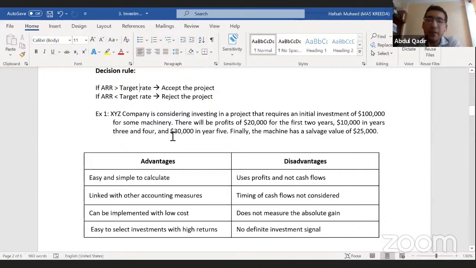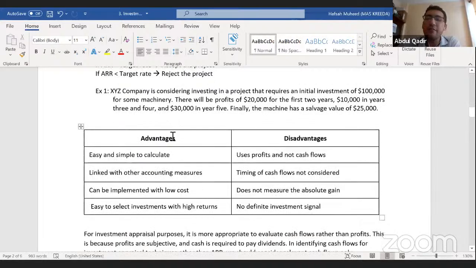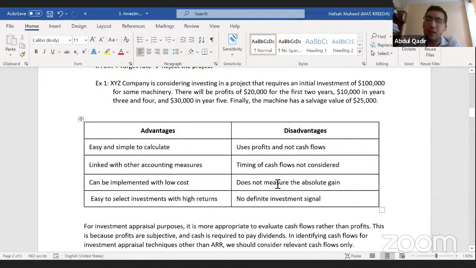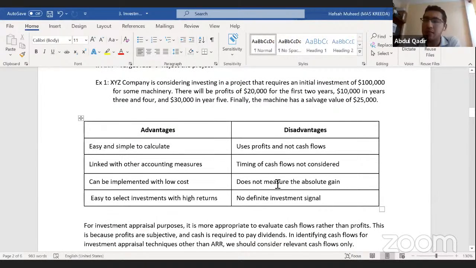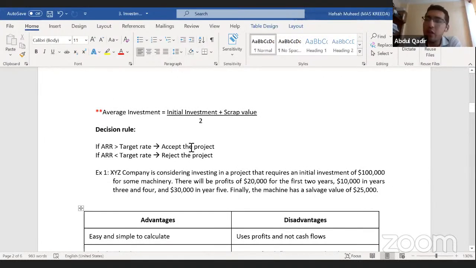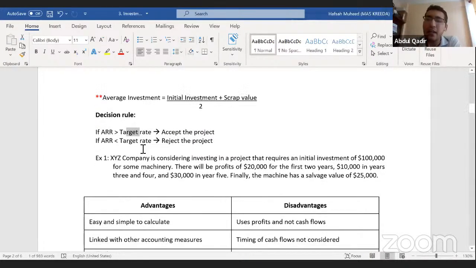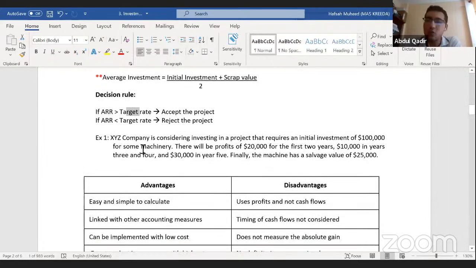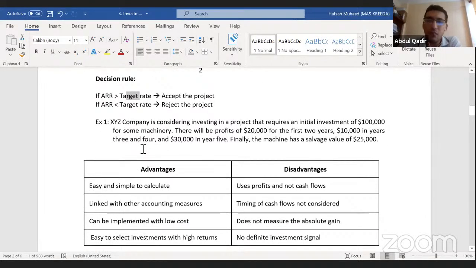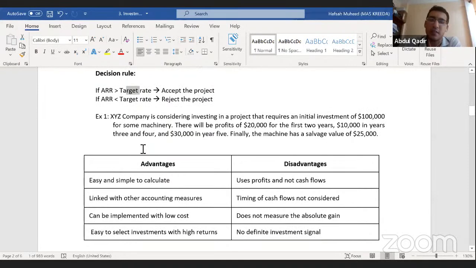And it doesn't have a definite investment signal. Like I said earlier, let's say you evaluate and get an ARR of 20%. Should you invest or not? You don't know. You need another rate to compare. On its own, ARR doesn't tell us whether we should invest or not. Is 20% a good thing or a bad thing? If your target rate is 15%, it's good. If your target rate is 30%, it's bad. So on its own, it doesn't tell us whether to invest or not. You always need a comparable. That is what is meant by no definite investment signal.